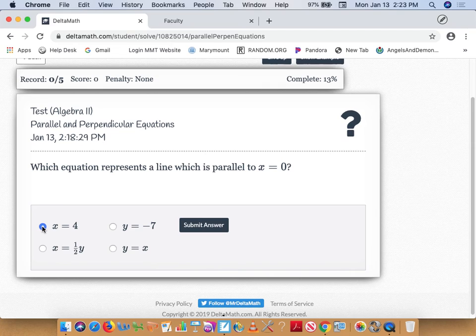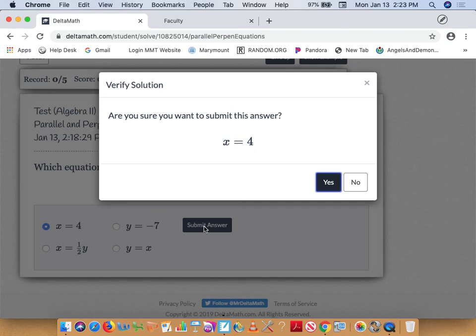So these all of a sudden become extremely easy. If it's parallel to x equals, it's got to be another x equals. If it's parallel to y equals, it's got to be another y equals. Okay? All right, but let's do another one.